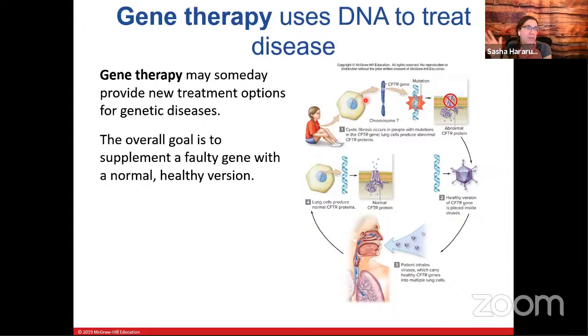So then the patient inhales the recombinant viruses, and recombinant viruses, or genetically modified viruses, inject their genetic material, including a healthy gene, into the lung cells. Then lung cells can produce normal CFTR proteins that will not cause this thick mucus buildup. So this is an example of how gene therapy can be used in medicine to treat genetic conditions.